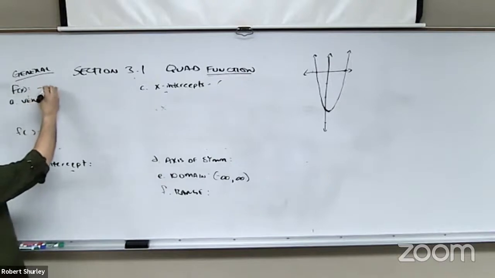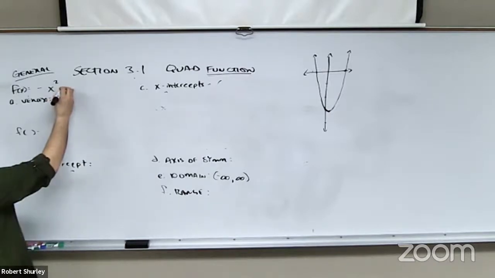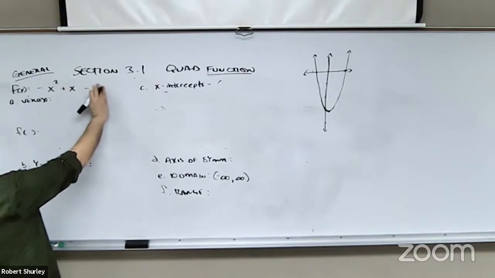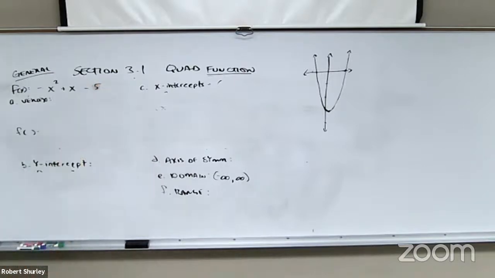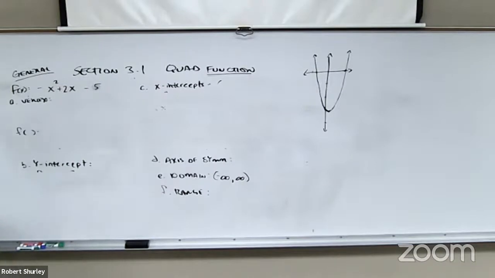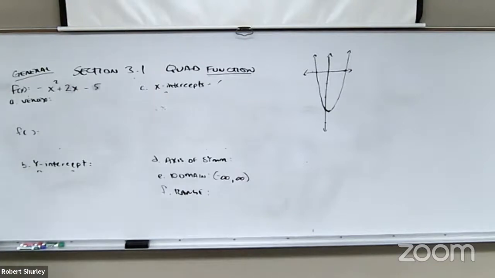Let's say we've got negative x squared, plus 2x, minus 5. Plus 2x minus 5.